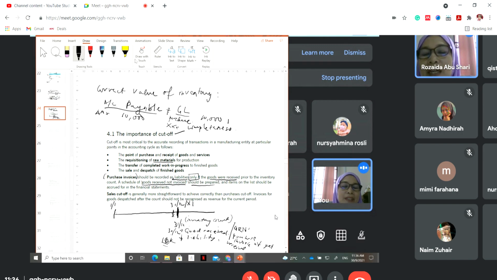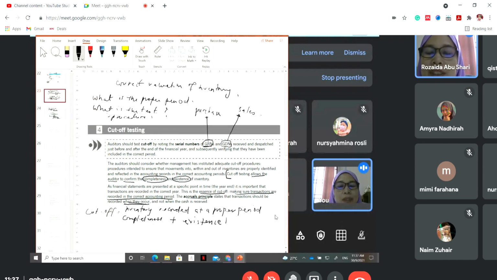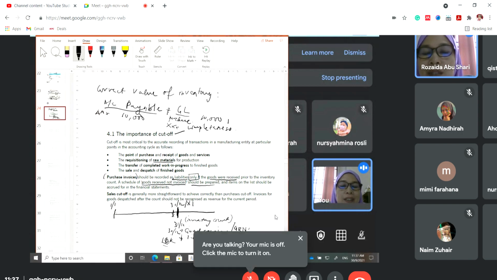Okay, sebab the argument is GRN is received but purchase invoice not yet received. So kita ikut concept accrual principle that the company must record this one. So it should be included in the inventory count. Katalah 10,000 ni, dia kena kira. So itu maksud dia, purchase cut off.